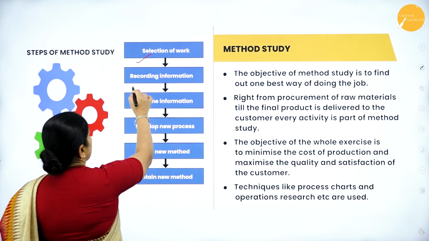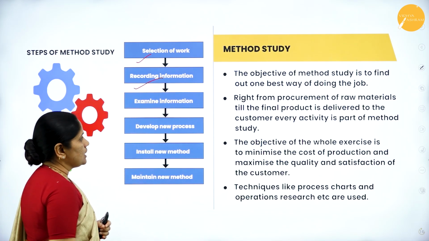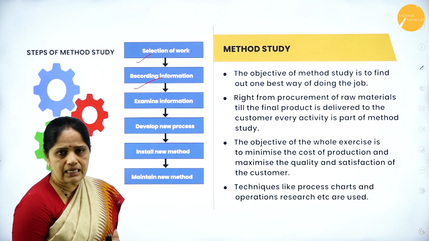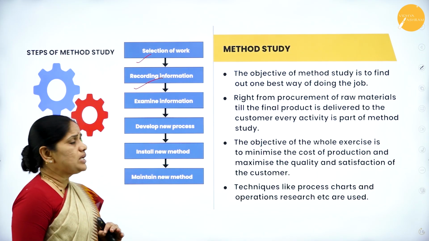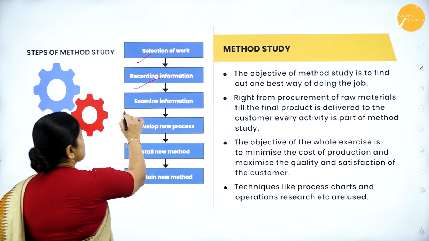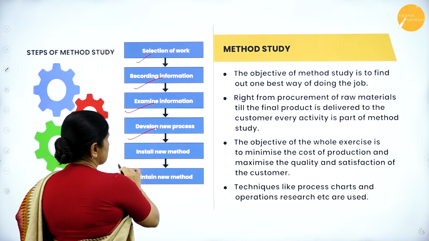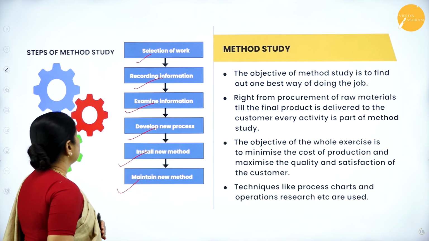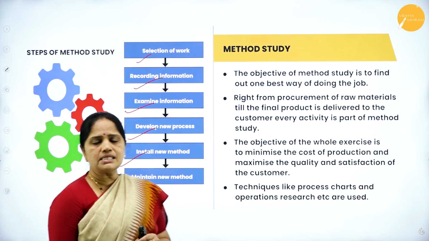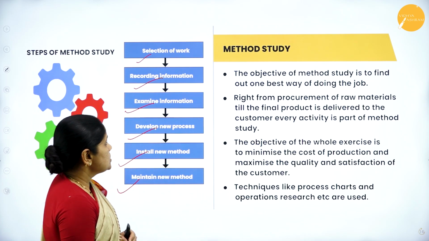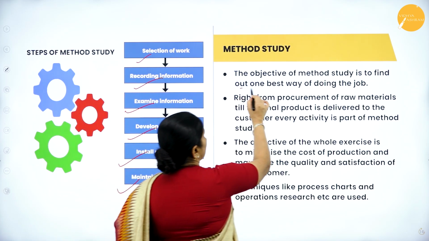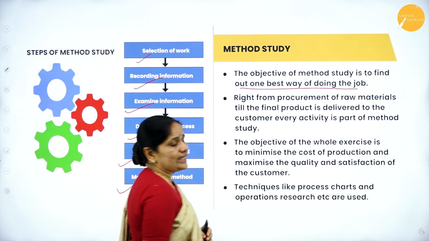Second one is recording the information. So after selecting the type of work, record all the information relating to the work, examine the information, then develop new process, install new method, maintain new method. So this is the method study. So it is to find out one of the best way of doing the job.